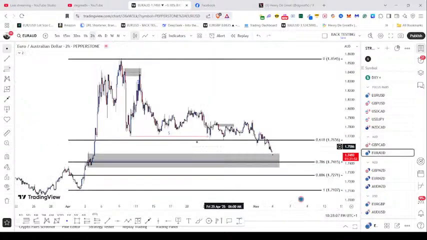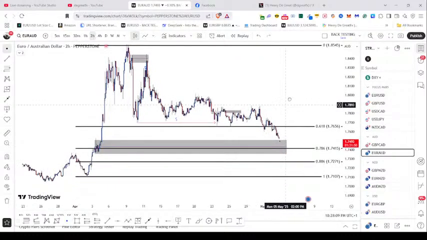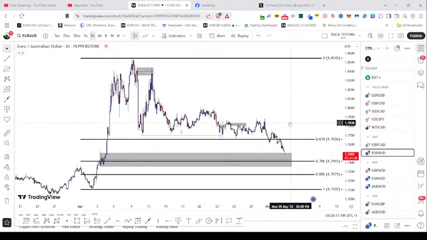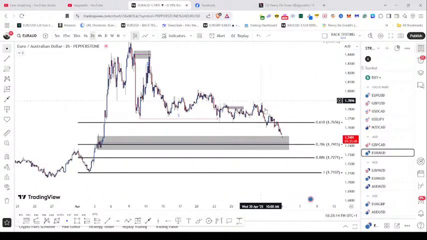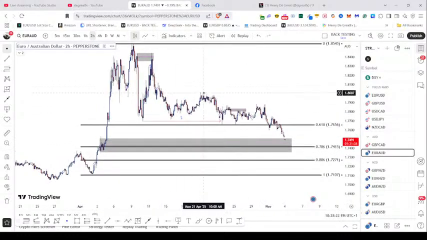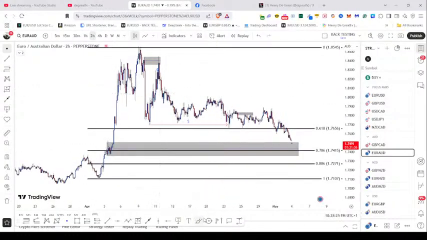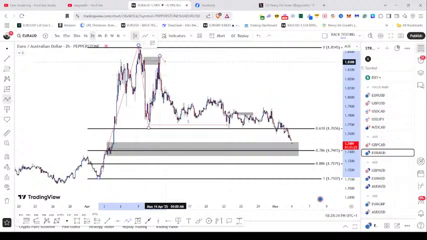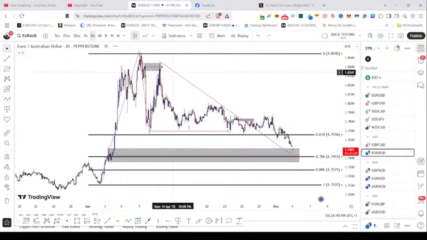Now for Euro AUD, we don't really have any setup here. Like I say, we don't have any setup here, but price might react from 0.786. I don't really have a setup here. The Gartley might hold, but I don't like the symmetry of the XABCD. The symmetry is not looking harmonic. It's not giving us that harmonic kind of structure.